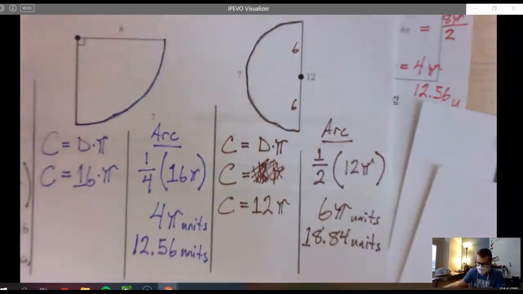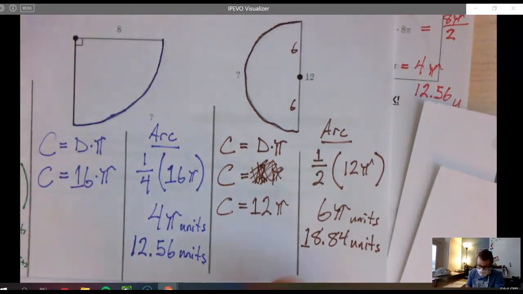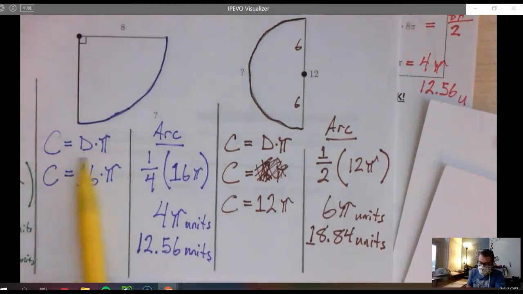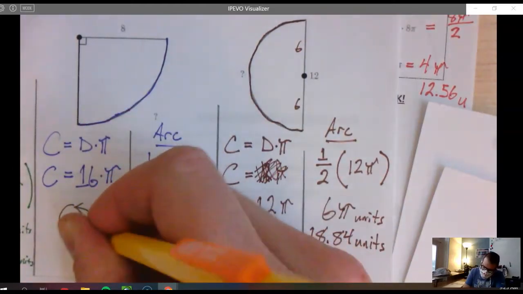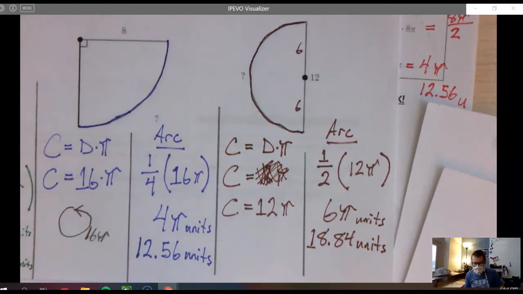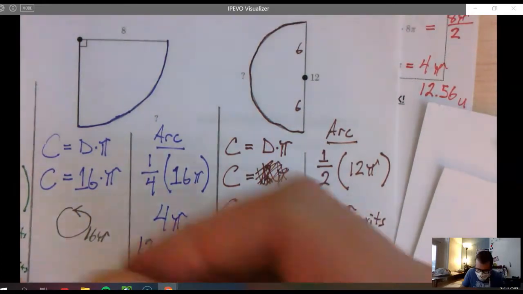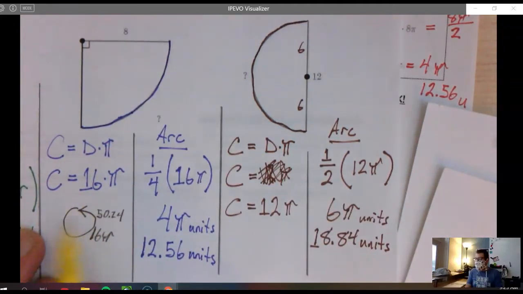Oh, I was just writing something wrong. I wrote the 2 first, so I don't even know. I'm going to go through purple and brown. We act like the circle is whole, and we find out what the circumference of the entire circle would be. If we had the whole thing, the entire distance around that circle would be 16 pi, or as a decimal, 50.24. So let's say this is feet. It's about 50 feet around the circle.